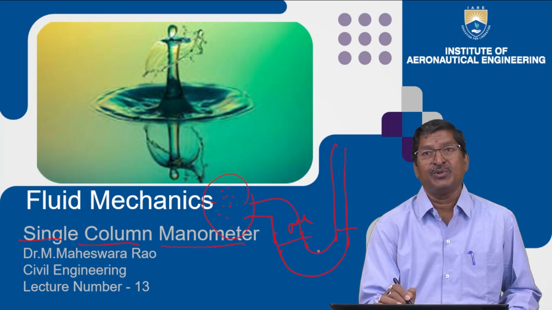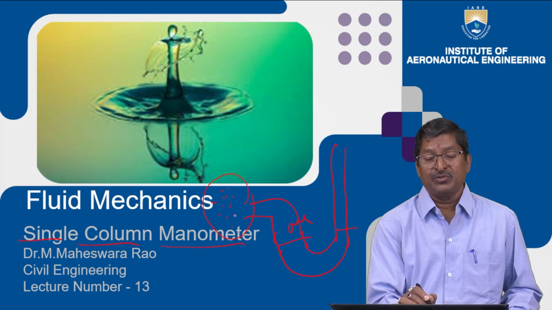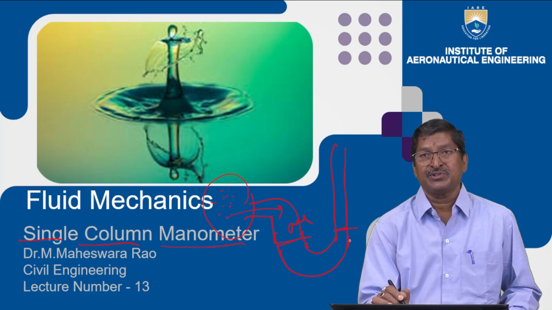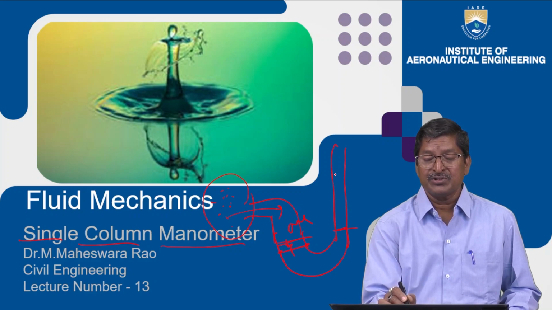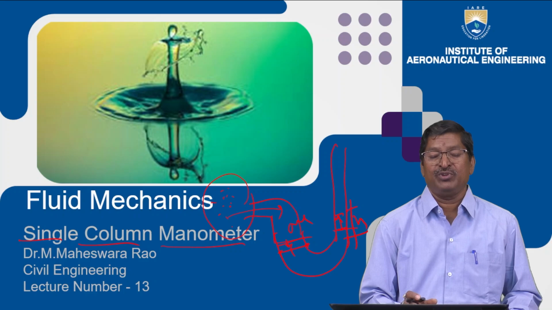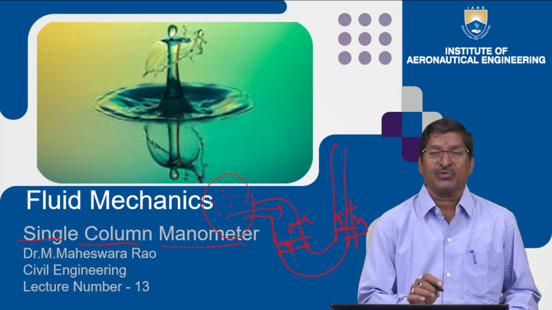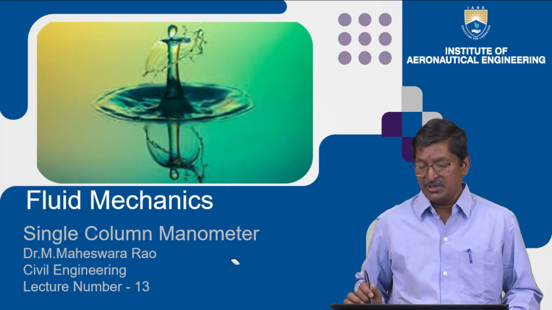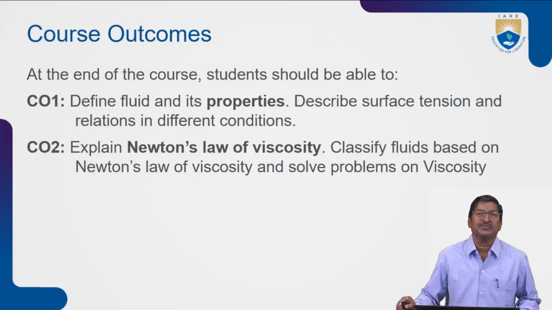So single column manometer. What will happen due to the pressure of this fluid? This liquid may be mercury, like that. So it goes down here and here it goes up. The difference of this is nothing but the pressure of the fluid in that particular pipe. So that we learn today. Before going to this topic, we'll see the course outcomes.